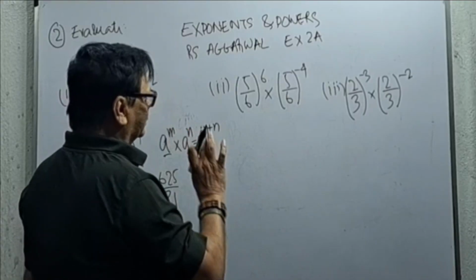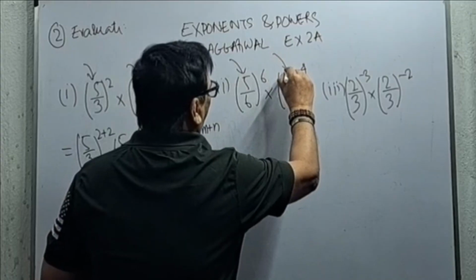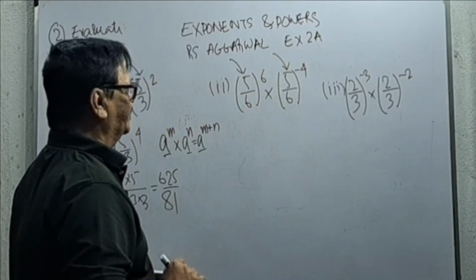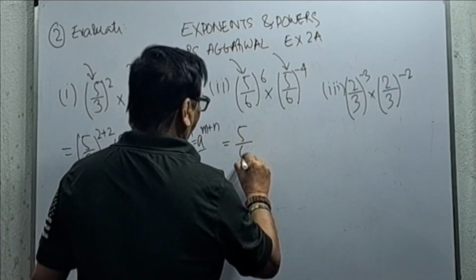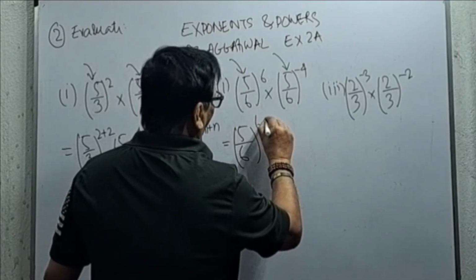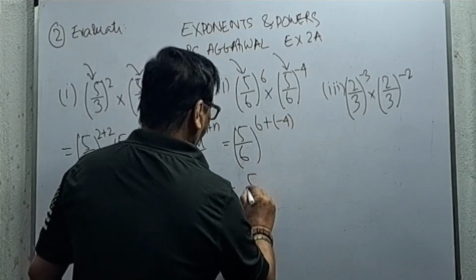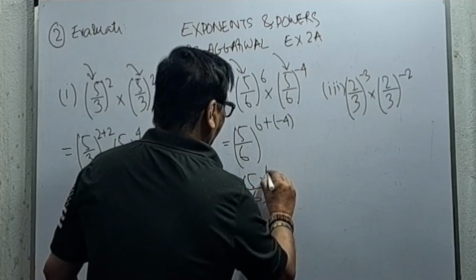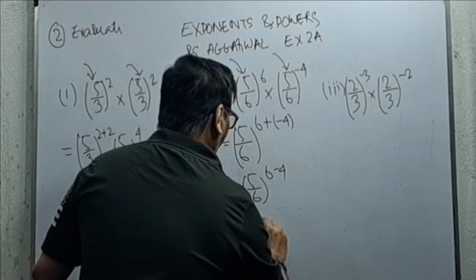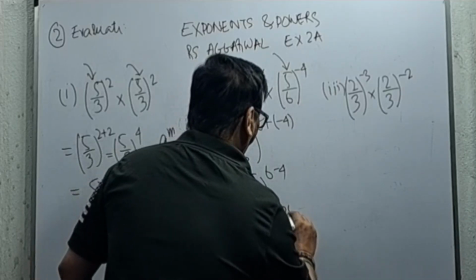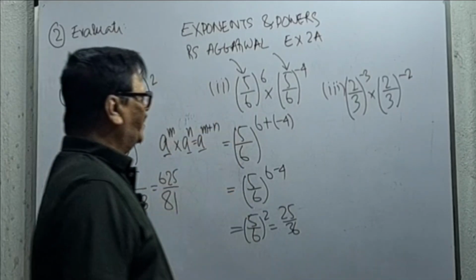Now we see here. In order to keep things simple, since the bases are same, we do not make the exponent positive. We keep it intact, so that we can write 5 by 6 power 6 plus of minus 4, which is 5 by 6 power 6 minus 4, that gives you 5 by 6 power 2, which is 25 by 36, right? Understood?